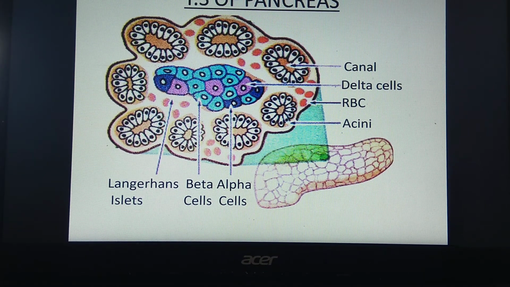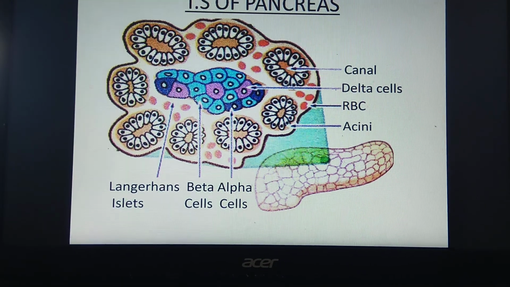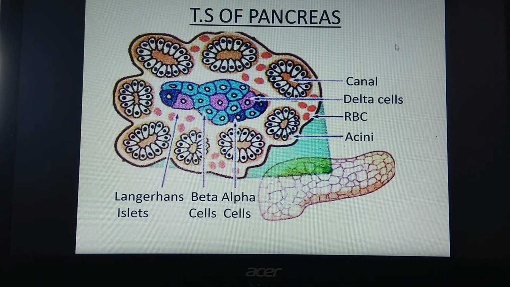In this diagram you can see that it consists of pancreatic acini. Here these duct-like structures are called as pancreatic acini. As these are provided with ducts for the flow of their secretion, these are the exocrine part. Second part is called as endocrine part of the pancreas. This endocrine part of the pancreas, this middle region, is called as islets of Langerhans.